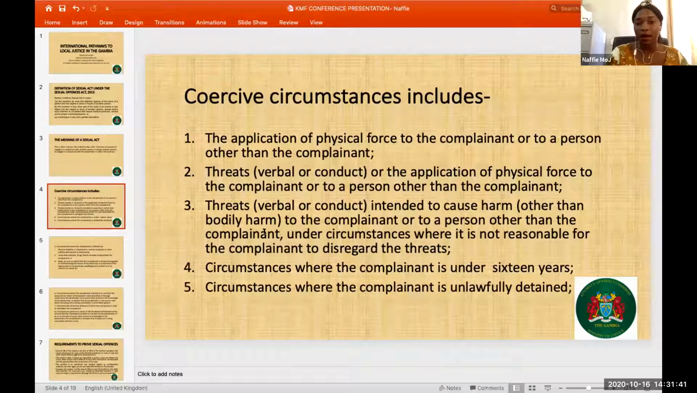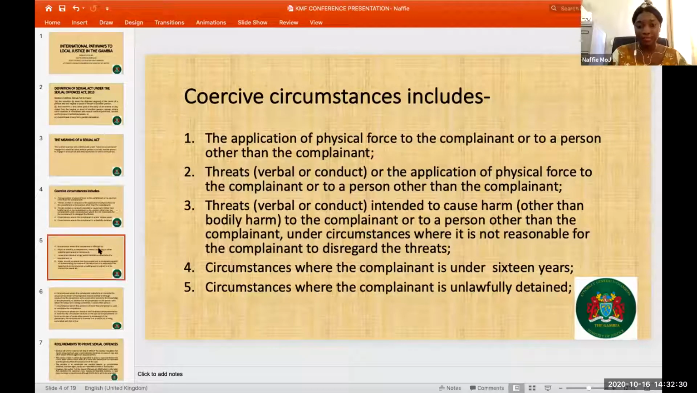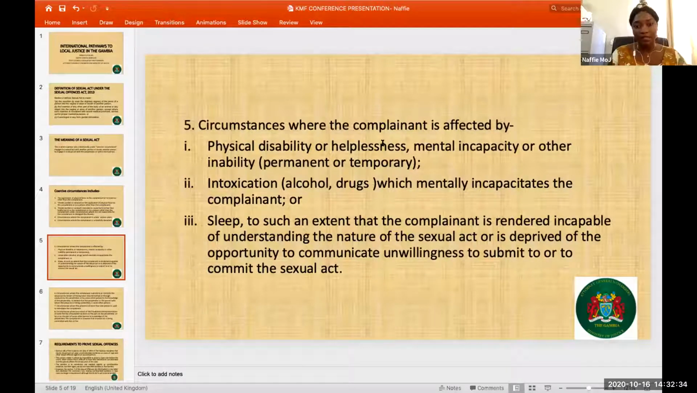So the act also highlights the coercive circumstances where it could amount to a sexual act. It says the application of physical force to the complainant or to a person other than the complainant; threats, verbal or through conduct, intended to cause harm or other than bodily harm to the complainant, or to a person other than the complainant, under circumstances where it is not reasonable for the complainant to disregard the threats. The circumstance where the complainant is under 16 years, where the complainant is unlawfully detained, where the complainant is affected by, and it has listed the circumstances as well.